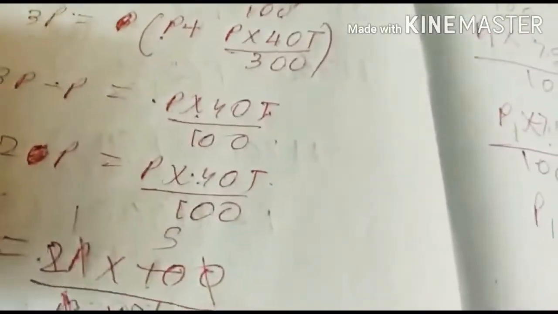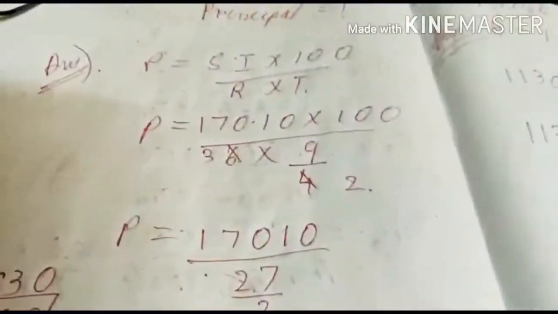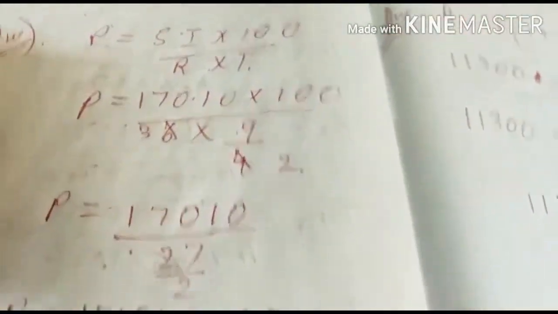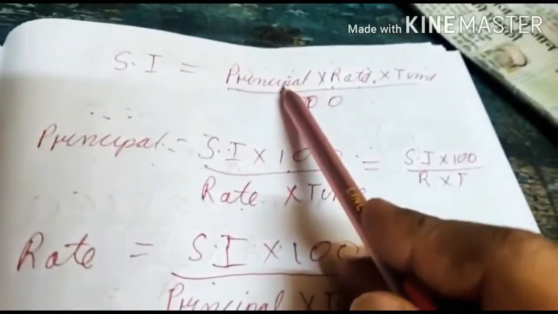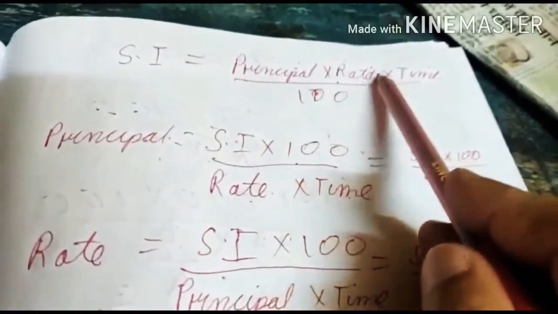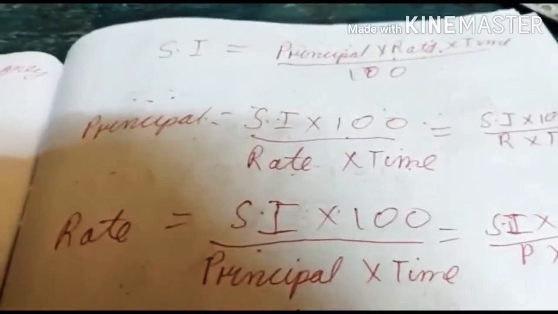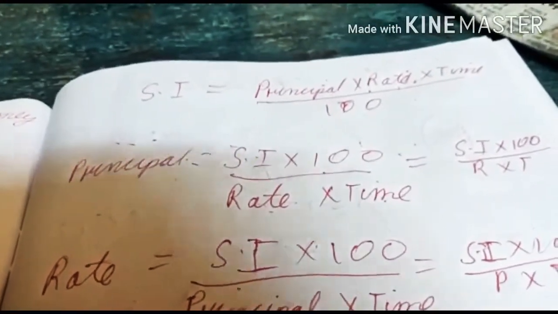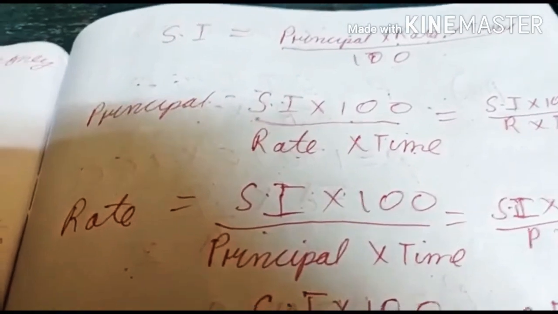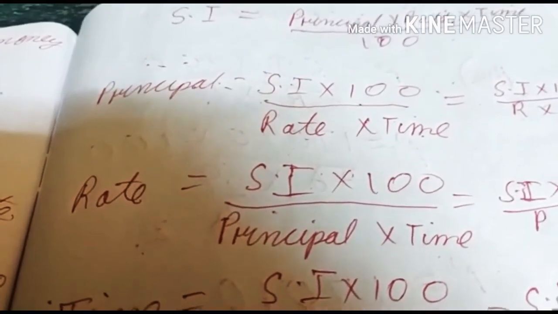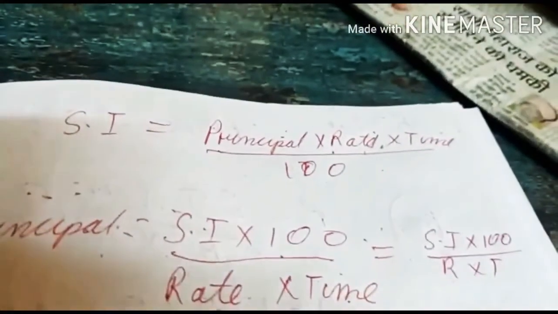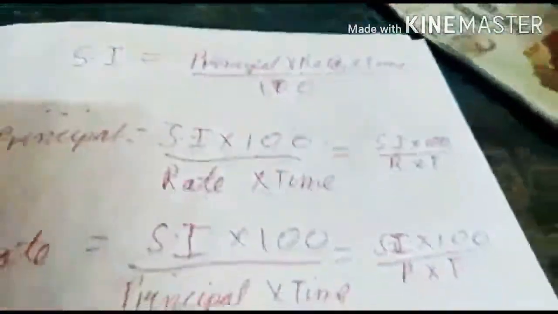Means we had started with this formula, PRT upon 100. So what we did here, we calculated simple interest for the time period given in the question, 2, 3, 4 or 5 years. But in compound interest, we always calculate the interest yearly, per year. Here we calculate the interest for 2 years, 3 years or 4 years all together. But in compound interest, we will calculate the interest yearly.